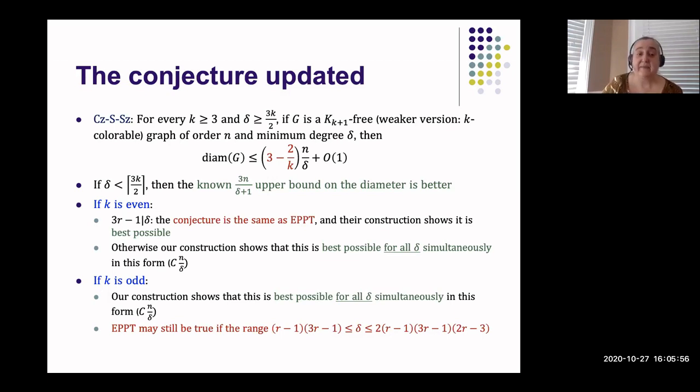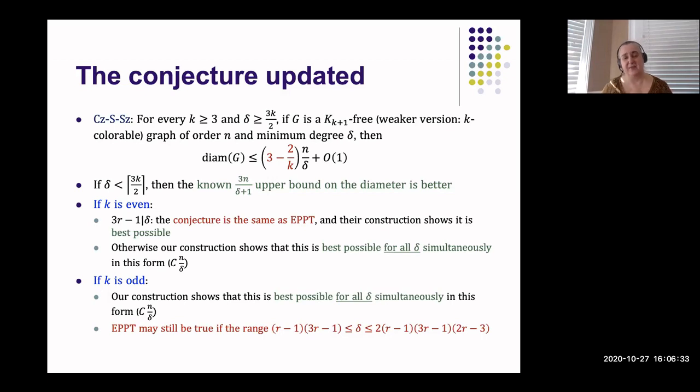Now, if delta is less than 3k over 2, then the known upper bound of 3n over delta plus 1 on the diameter is better than this, so there is no reason to worry about it. If k is even, then 3r minus 1 divides delta. This conjecture is the exact same thing as the original one, and their construction shows it's best possible. Otherwise, as I mentioned earlier for Anton's question, their construction can be modified similarly. So that would show too that this is the best possible that works for all delta simultaneously in this form, c times n over delta.